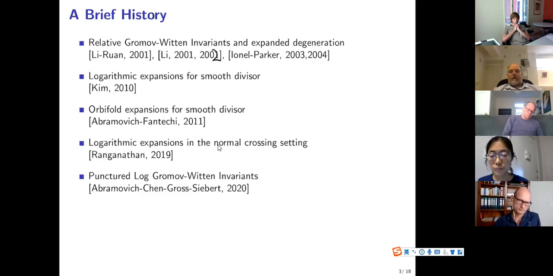So today the method we're going to use will be different from them, because we do not try to modify the target and take expansions to solve the problem that we met during the deformation, but we use the punctured log Gromov-Witten invariants instead. So what I'm going to present today is the first try along this way.